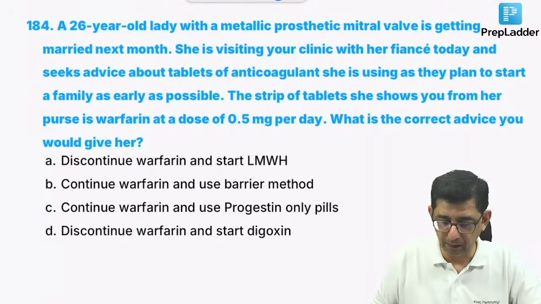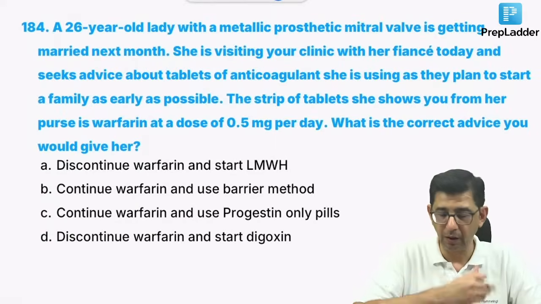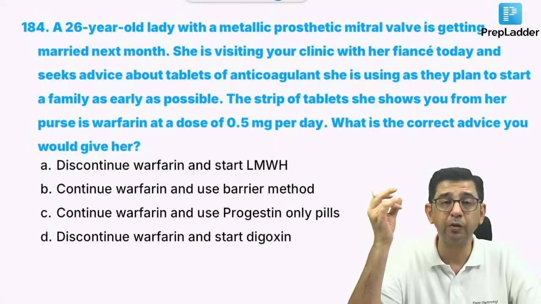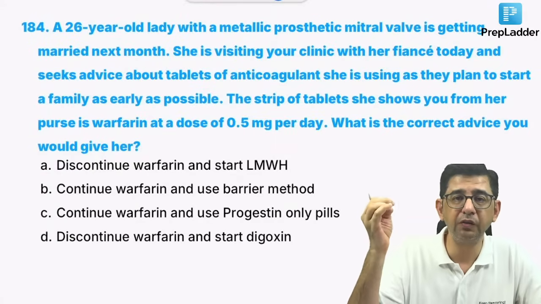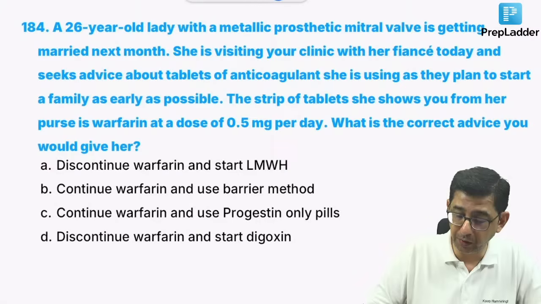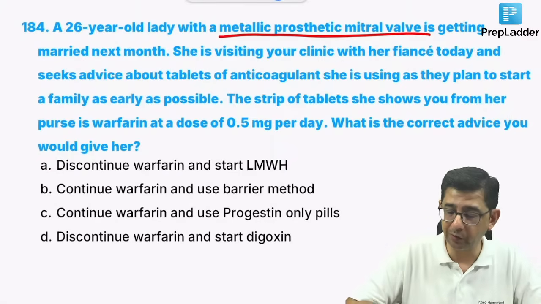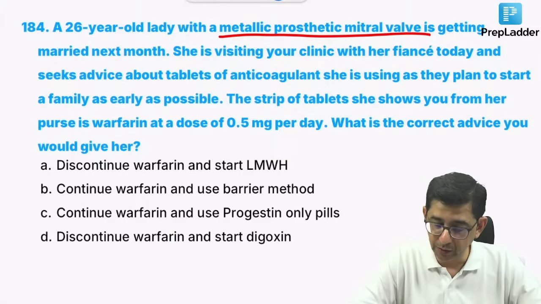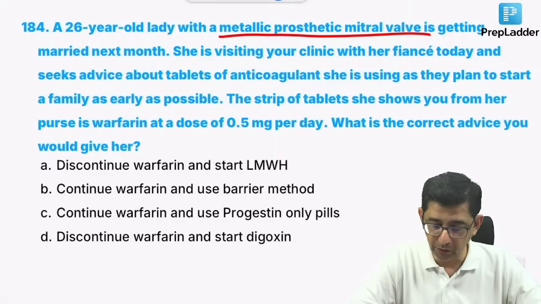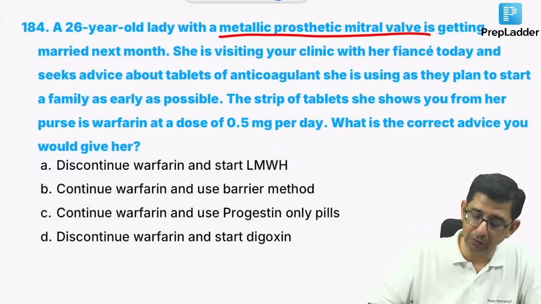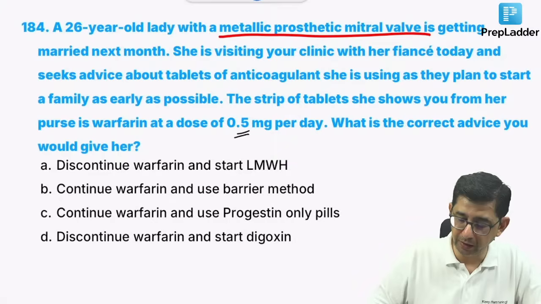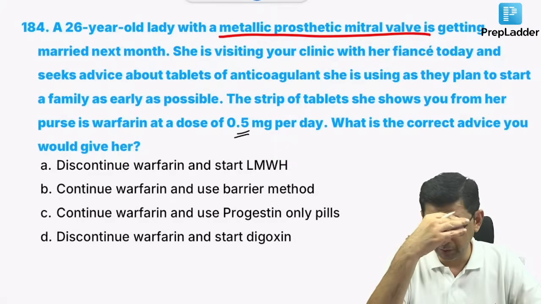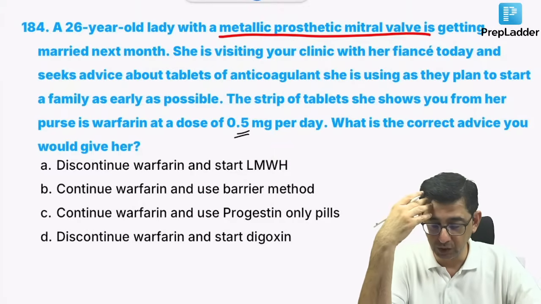Okay. Moving to the next one. We have this lady with a metallic prosthetic mitral valve. Okay, so I thought it's aortic. Metallic prosthetic mitral valve. She is planning to get married, and she's in your clinic because she's using an anticoagulant, and they want to start a pregnancy as soon as possible. Okay, so she's taking warfarin, right? And she wants to know what would be the best advice for her to conceive subsequently.